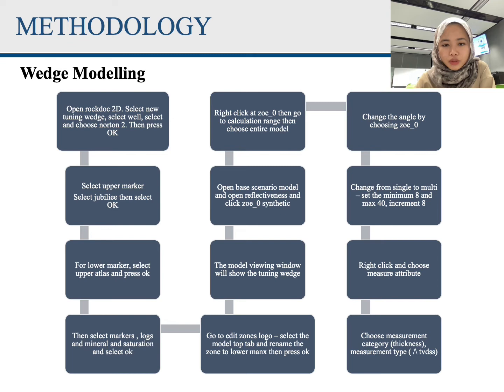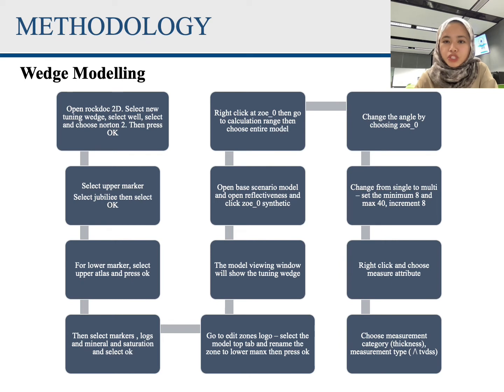And then after that, go to edit zone, then select the model top tab and rename the zone to lower mass, and then press OK. And then the model viewing window will show the tuning wedge. Then after that, we open the base scenario model and open reflectivities and click ZOE_0 synthetic. And then after that, right click at the ZOE_0, then go to calculation range, then choose entire model.